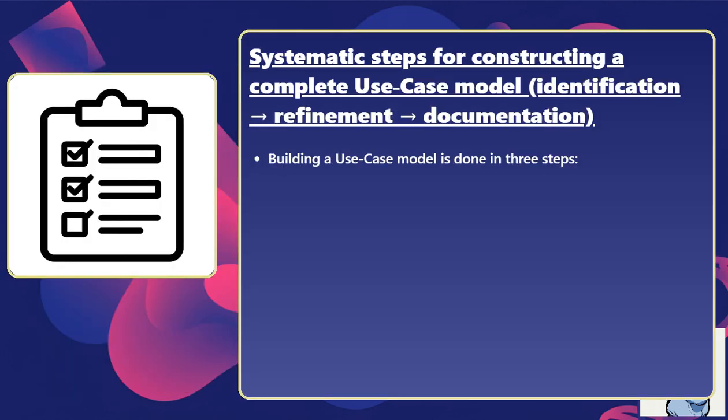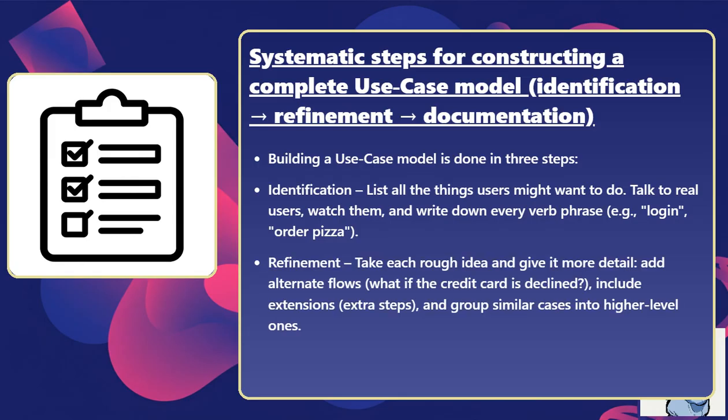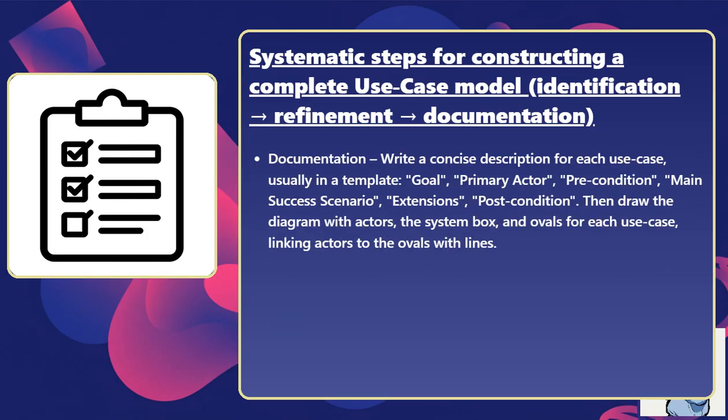Building a use case model is done in 3 steps. Identification: list all the things users might want to do. Talk to real users, watch them, and write down every verb phrase, for example, login, order pizza. Refinement: take each rough idea and give it more detail. Add alternate flows: what if the credit card is declined? Include extensions, extra steps, and group similar cases into higher level ones.